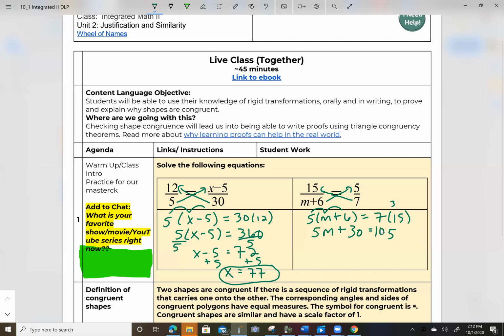105. Then we're going to subtract 30 from both sides because it was plus 30, so the inverse is subtraction. So then 5m equals 75. Then divide both sides by 5. 15. Is that correct? Somebody double check my mental math, but I think so. My steps are correct anyway.